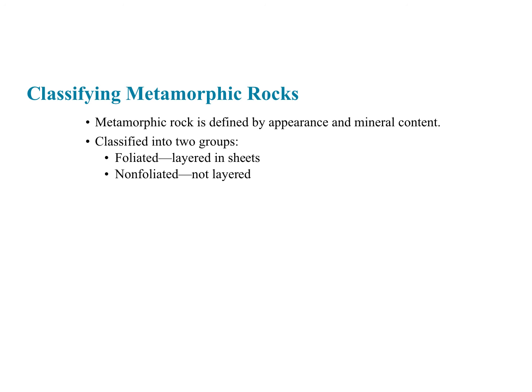Now, metamorphic rock is defined by its appearance and by its mineral content. And there are two different groups of metamorphic rock. There are what are called foliated rocks, and those are layered in sheets. And you have the non-foliated types of metamorphic rocks, which aren't in layers.